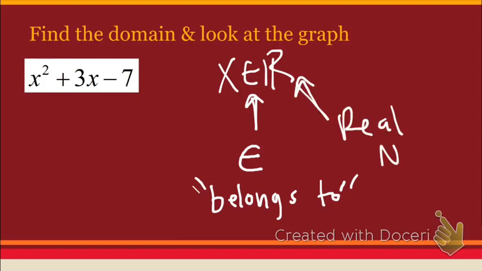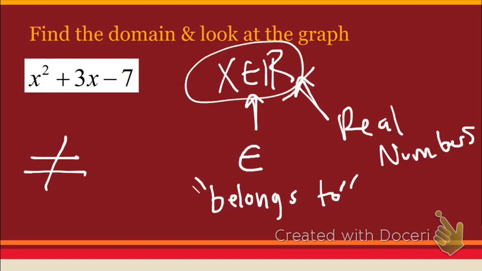Alright. And we're going to be using those symbols a lot when talking about domain. Alright, and before, this symbol meant does not equal. So the domain for this one is all real numbers. Any polynomial, like a quadratic here, is going to have a domain of all real numbers.